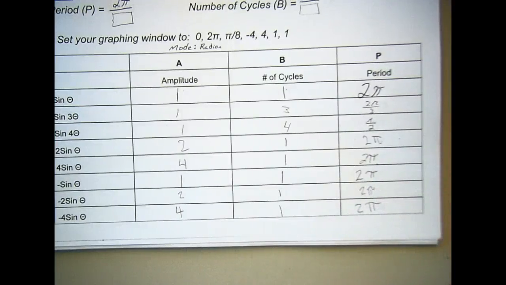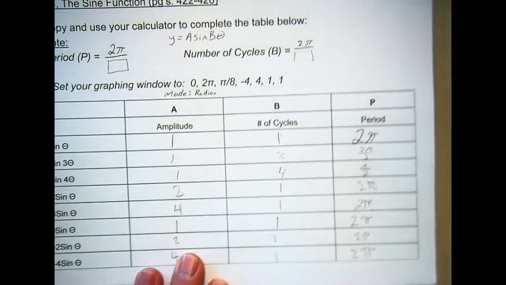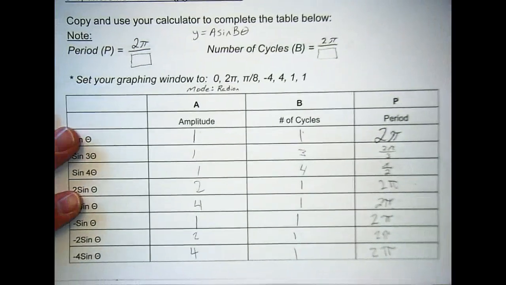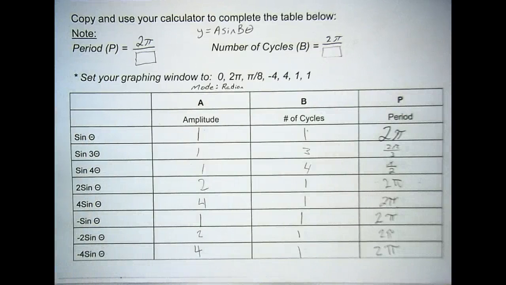Right. All right. Hey, well done. Hey, let's see now if I can get your attention back up here. Taking a look at that at the top, period P equals 2 pi over, and number of cycles, B equals 2 pi over. I want you guys to fill that out if you haven't done so already.